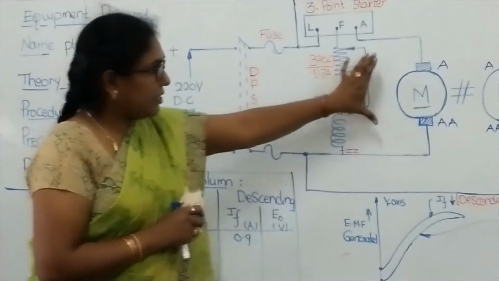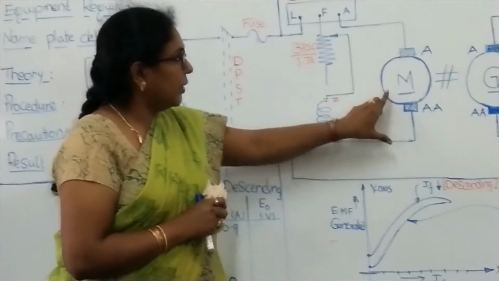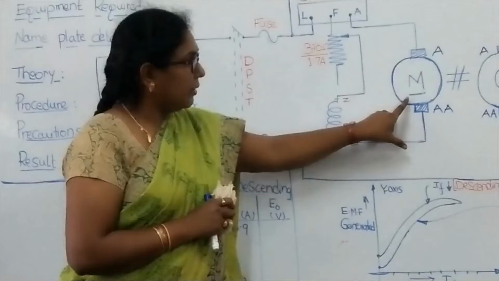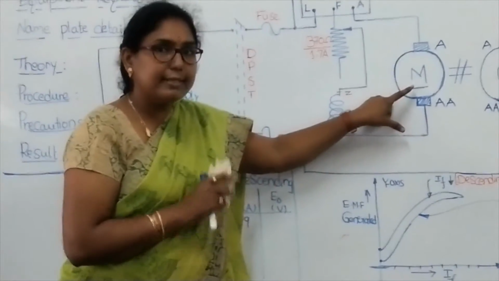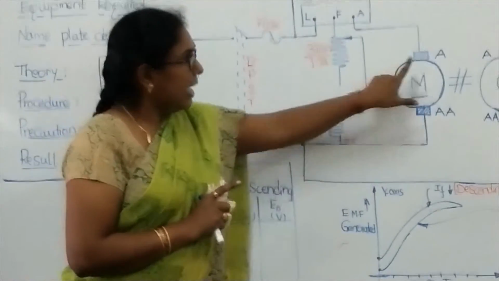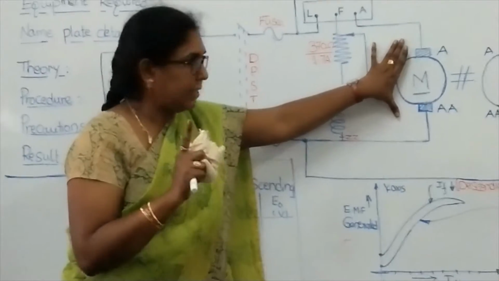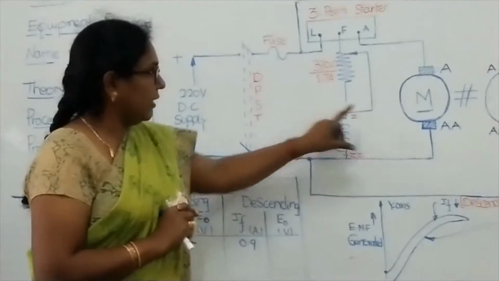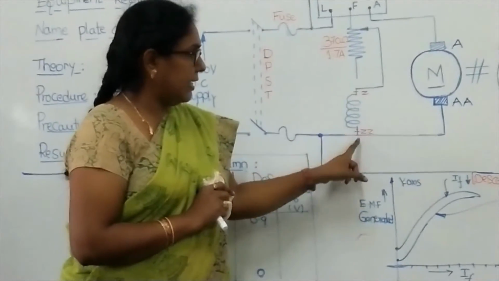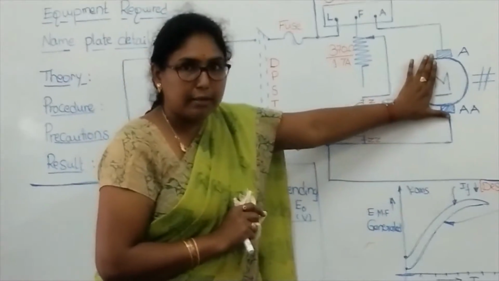And this is the symbolic representation of the DC motor. Here, M in a circle with a straight line indicates that this is a DC motor, and these two are the brushes. The terminals for this are capital A and capital A. This is the representation of the armature of the DC motor. And coming to the field of the DC shunt motor, the field is represented with Z and double Z, and this is called the field winding of the motor.